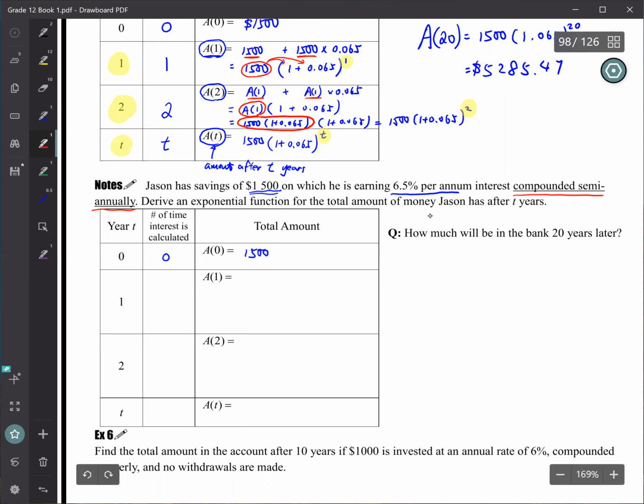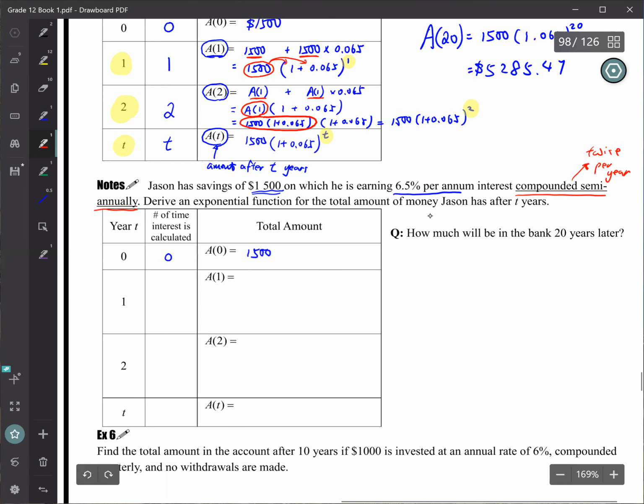This means twice per year, right? Semi means half, right? Half year. Semi-annual, right? Half year. So every half year you get an interest, right? They give you some amount, okay? So you get 2 times more, right? Instead of once a year, you get 2 times a year. And then we're going to derive the formula again, okay?